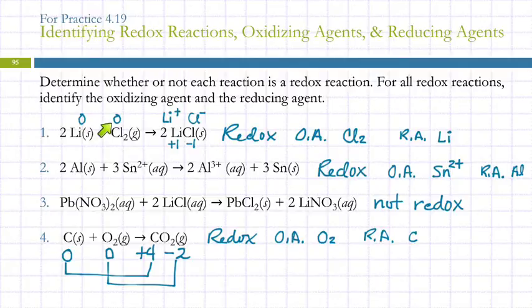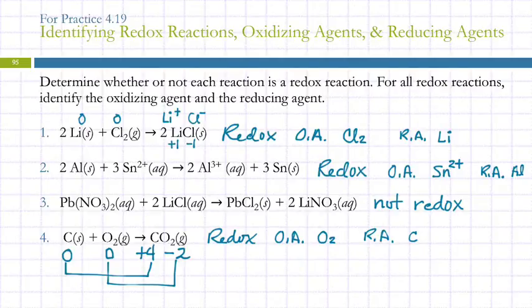So when we go from 0 to -1, the chlorine is being reduced. That means it's the oxidizing agent. And the lithium is increasing in number. It's going from 0 to +1. Or we can think of that as oxidation is loss of electrons, so it must be losing an electron. So it is being oxidized. It's the reducing agent. Got through that one.